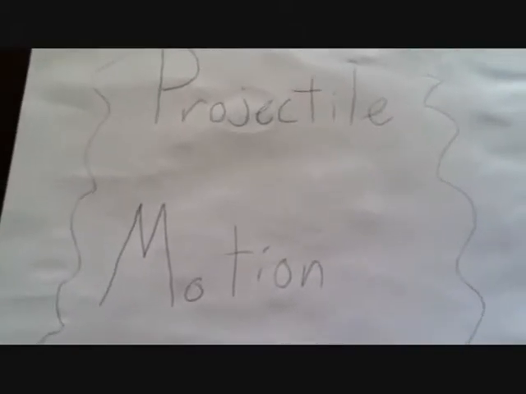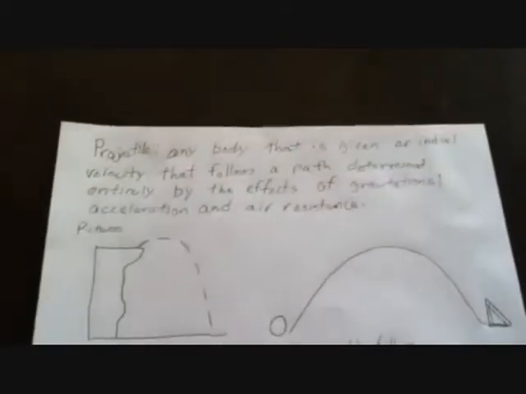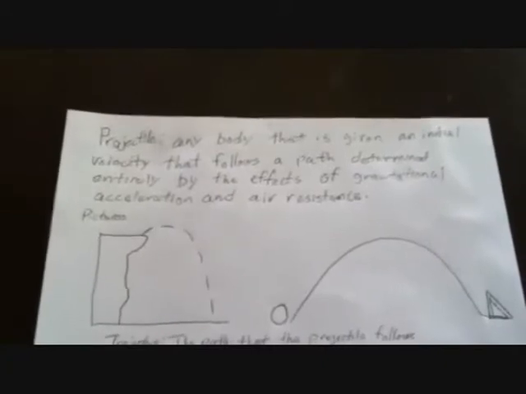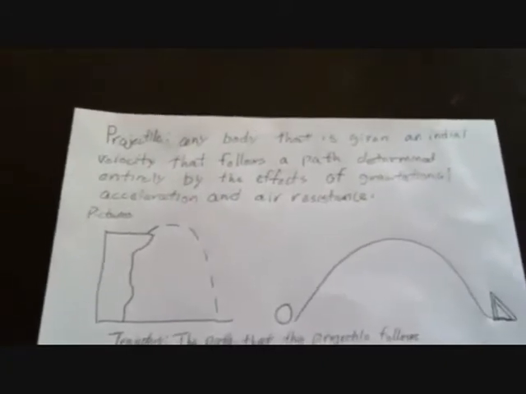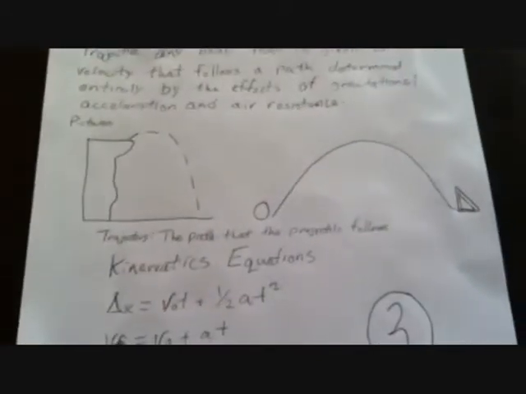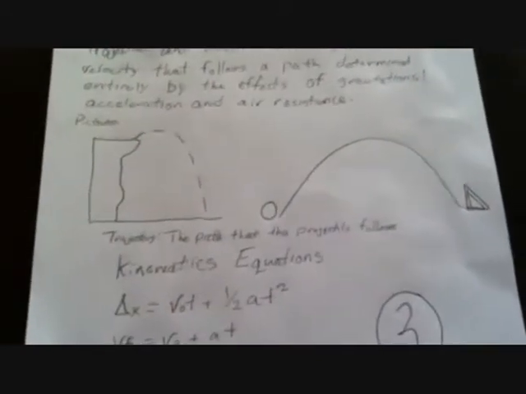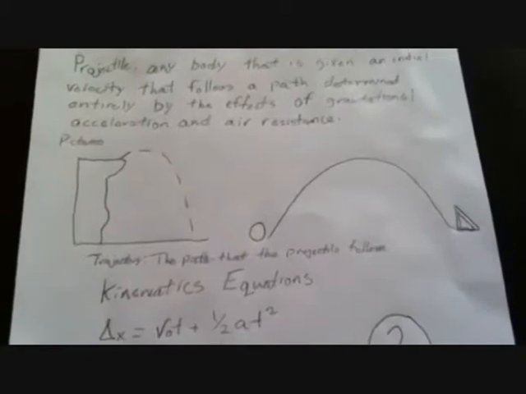Hello, this is my video covering projectile motion. Now, a projectile is any body that is given an initial velocity that follows a path determined entirely by the effects of gravitational acceleration and air resistance. These two pictures show the trajectory, or the path, that each projectile follows while in flight.